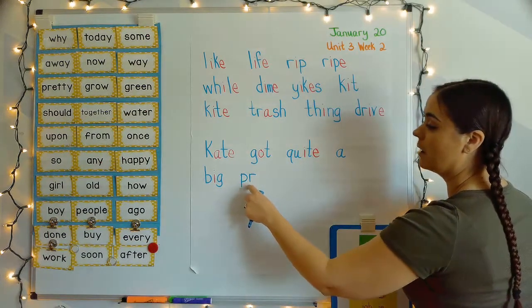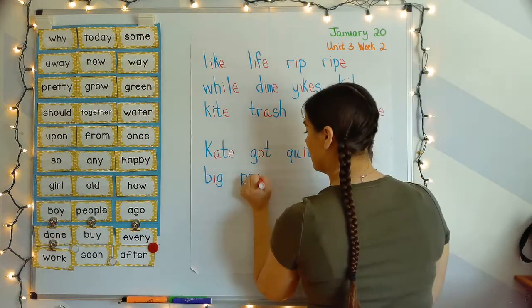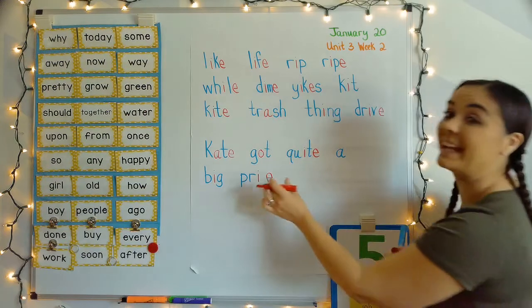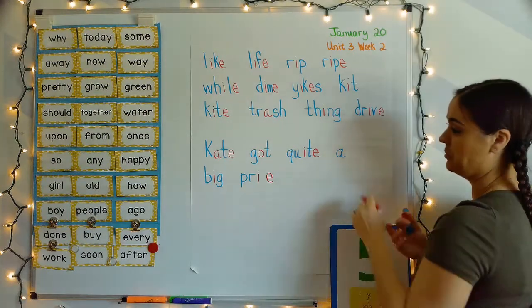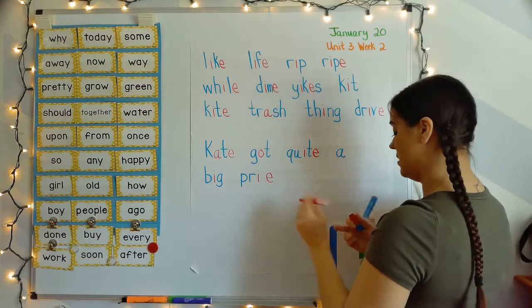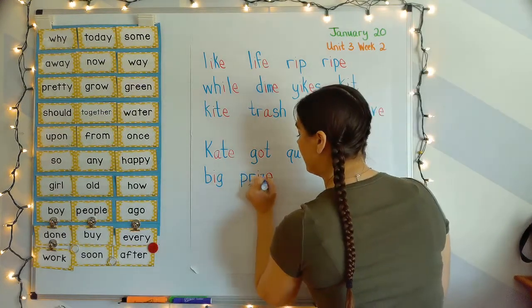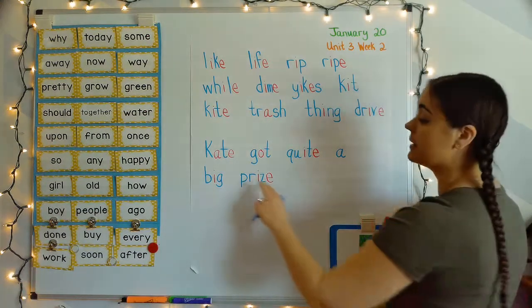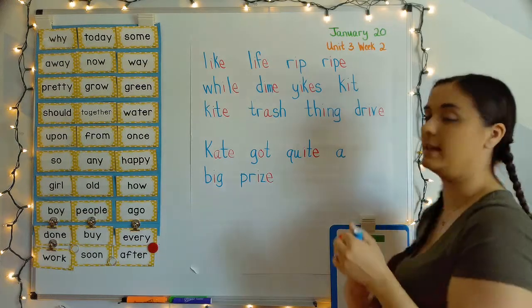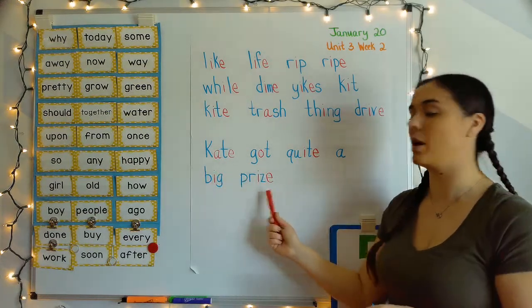PR, pa, per. I blank E says I. Almost forgot the E, so it would just be it. Per I. Z says z. Per eyes. Prize. Alright, let's read our sentence. Kate got quite a big prize. Your turn.